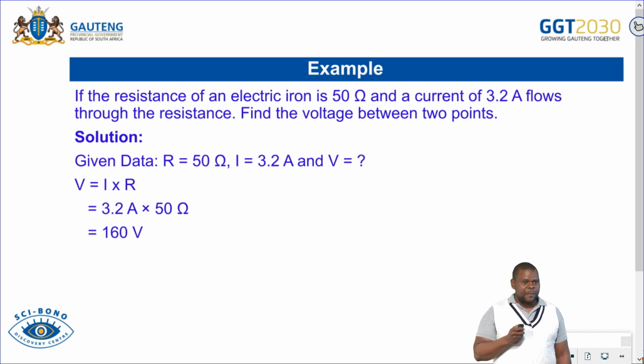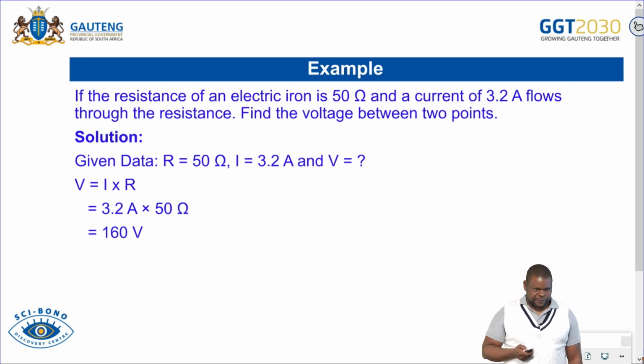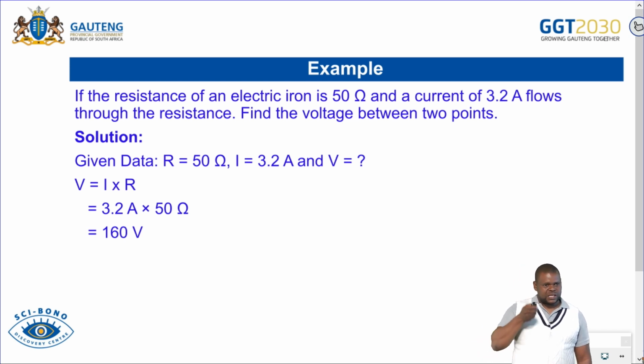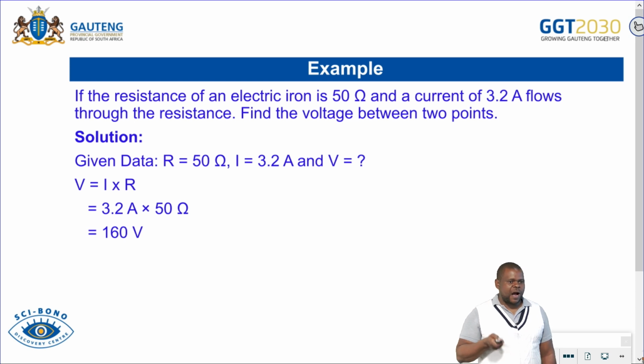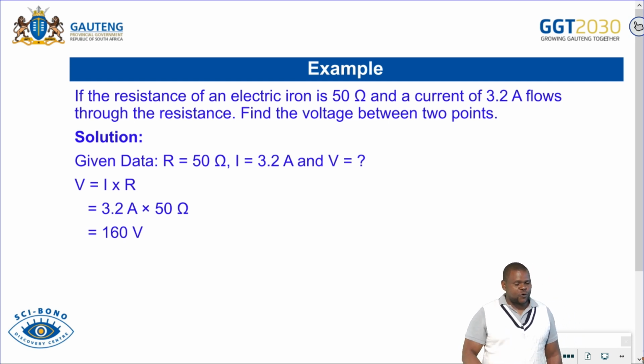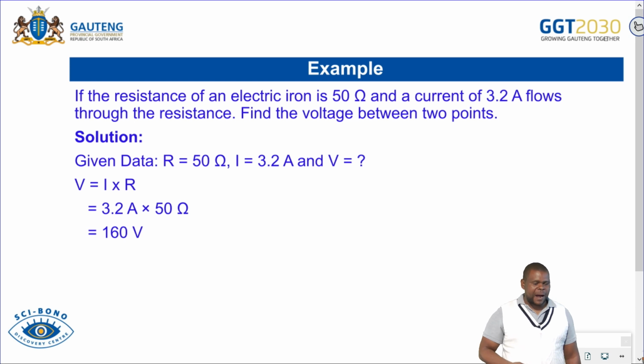But that one mark, you'll get it if you can do step two, which is substitution. Even if you didn't substitute correctly, but you have substituted the right data, then we always give you that one mark for choosing the correct formula. But if you substitute correctly, then we're going to give you two marks: one mark for choosing the correct formula and one mark for substituting correctly.